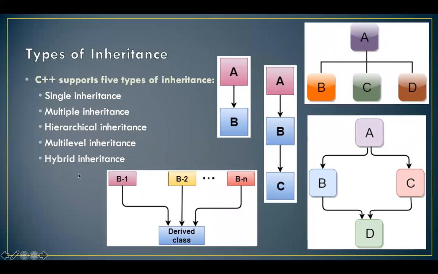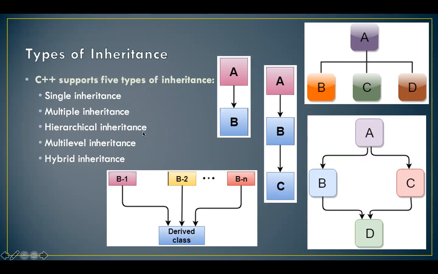So these are different types of inheritance. We have single level inheritance, multiple inheritance, hierarchical inheritance, multi-level inheritance, and hybrid inheritance. This is an example of simple inheritance or single level inheritance, where we have only one base class and only one derived class. And this is multiple inheritance, where multiple base classes are there and only one derived class.